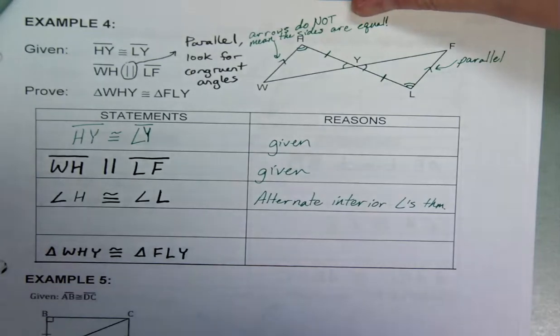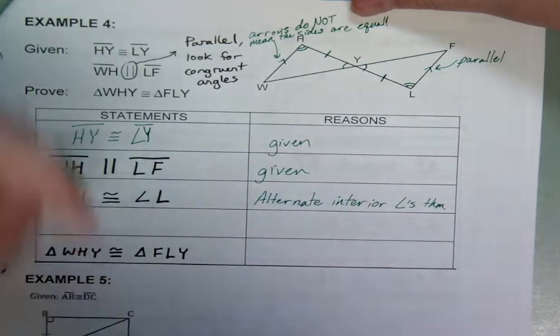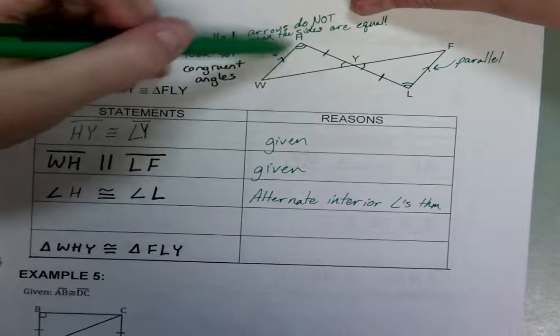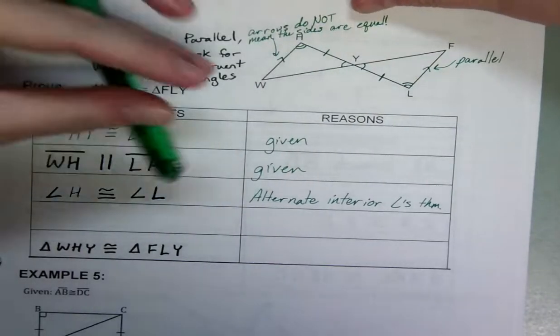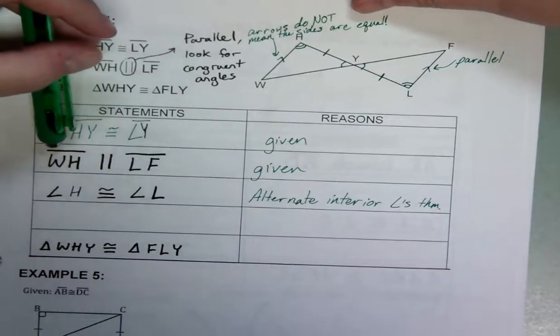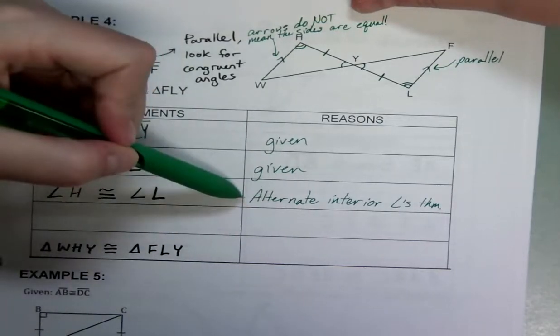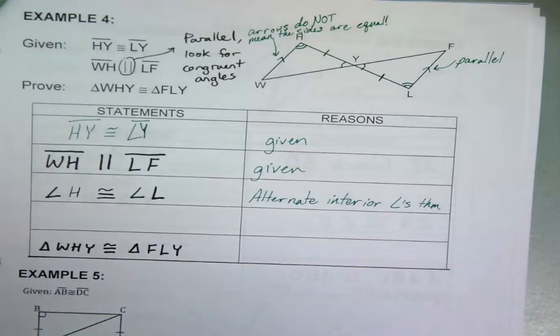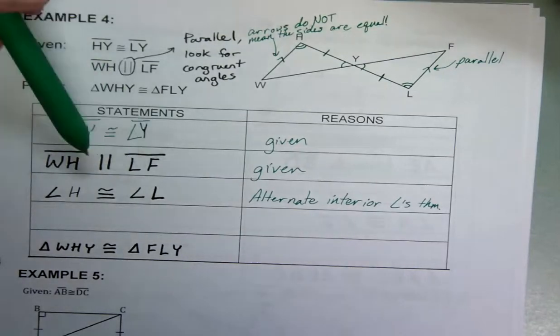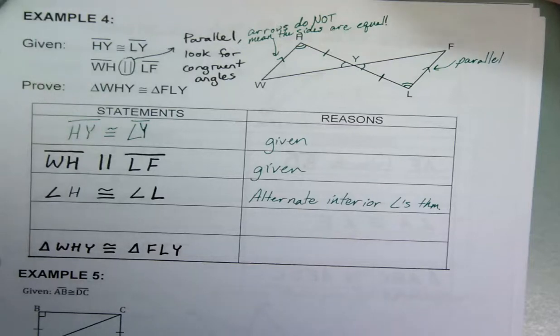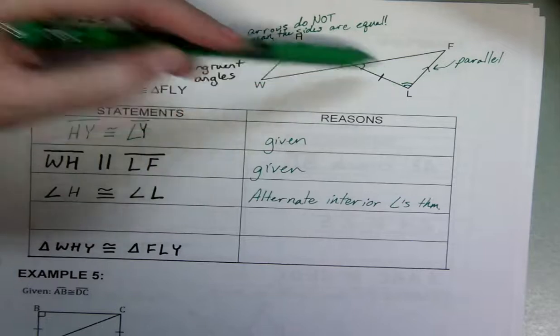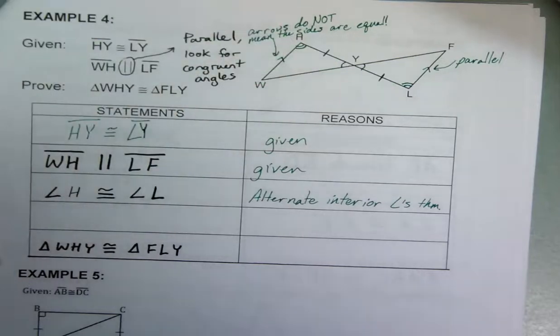Right. You know that they're alternate interior angles because you've already marked that these are parallel and they're in between the parallel lines. Anytime it tells you that two lines are parallel, it's going to be one of these angle pairs. Because these do not show that lines are congruent. They show that the lines are parallel, and therefore you can mark the angles congruent.